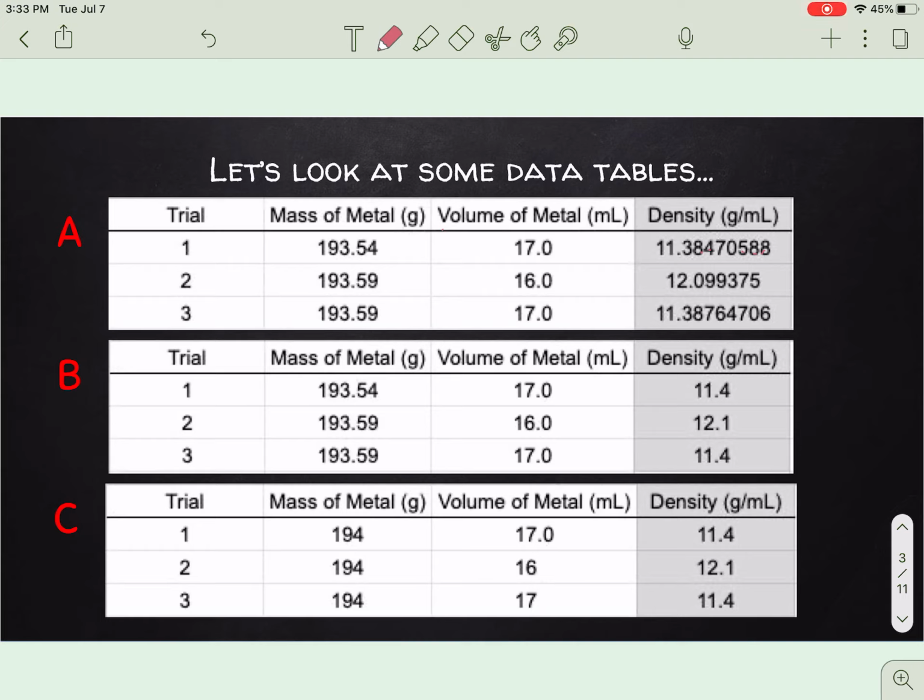One thing I want to clarify here is that the first 2 columns, mass of the metal and volume of the metal, those are measurements. And then this last one, density, is actually a calculated value. So that's not a measurement, it's a calculation.